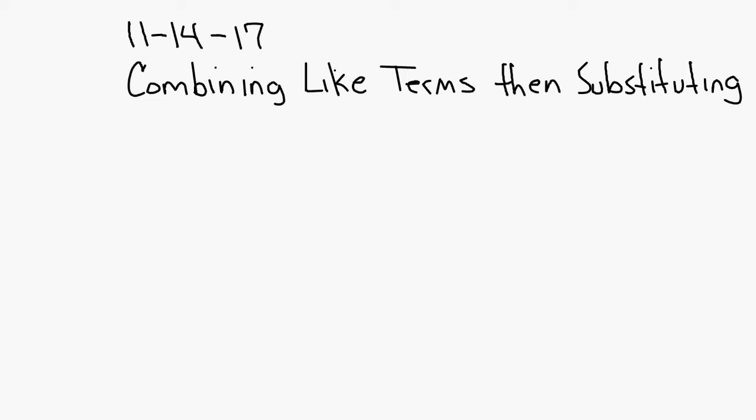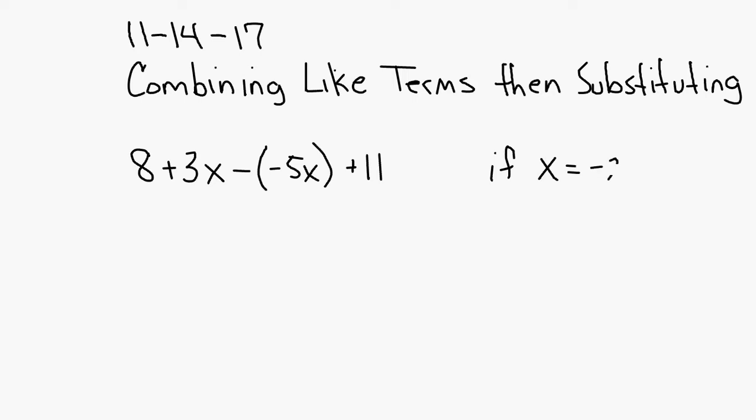So, a problem may look like 8 plus 3x minus negative 5x plus 11. And what they're going to say after that is if x equals negative 2. The first thing you're going to do today is combine like terms or do distributive property. You're going to simplify the expression that's given.